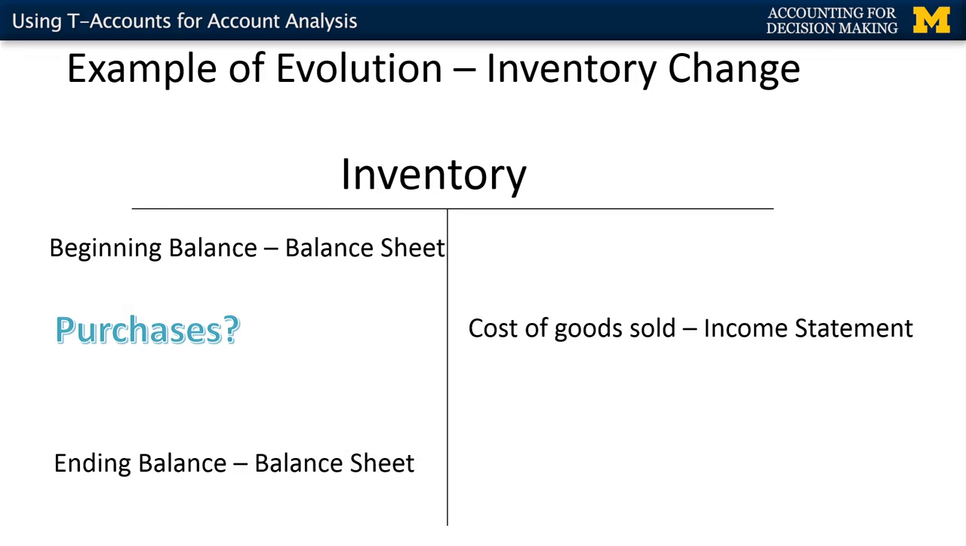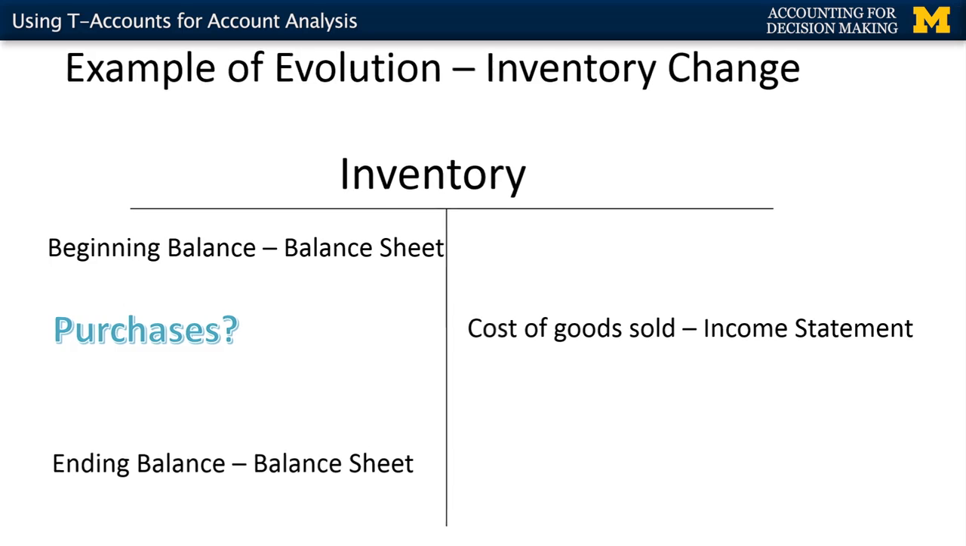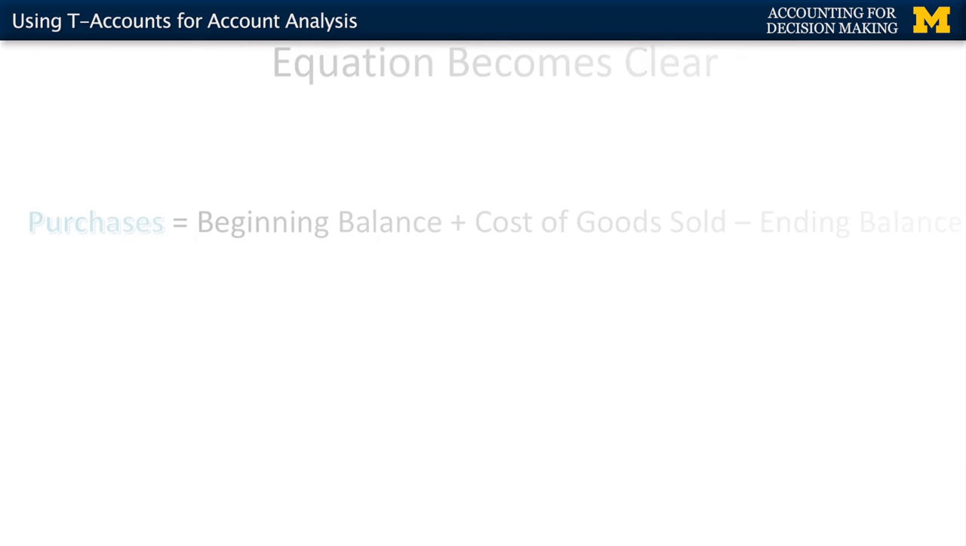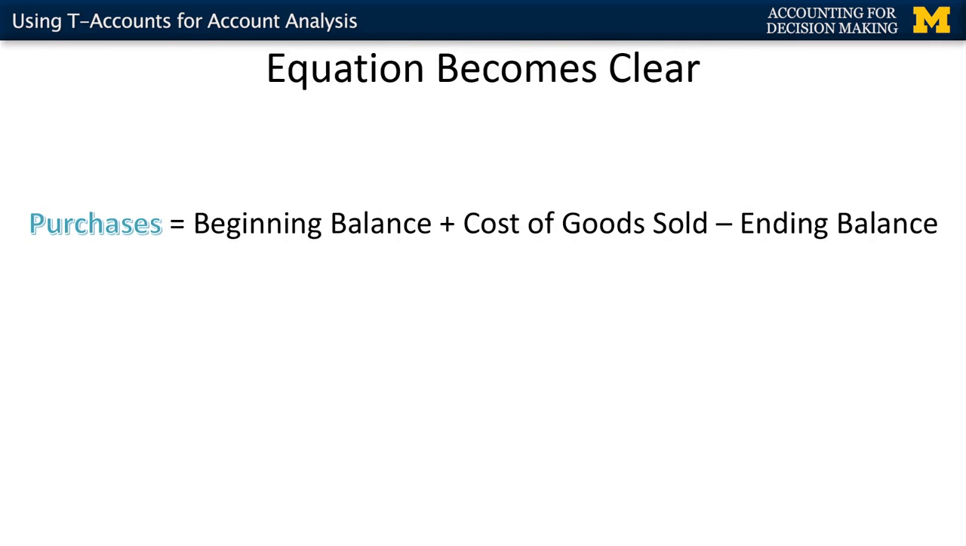How does the structure that we see in the T account help us to answer this question? Well, it really makes clear to us the relationship between the beginning balance, the cost of goods sold, the ending balance, and this purchases number that we're trying to understand. It gives us a way to put together an equation to solve for purchases by showing us that purchases are equal to the beginning balance, everything we had, plus the cost of goods sold, everything that we took out of there, minus whatever's left over at the end of the period.